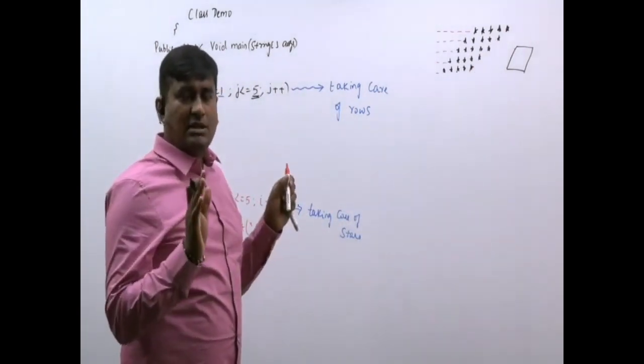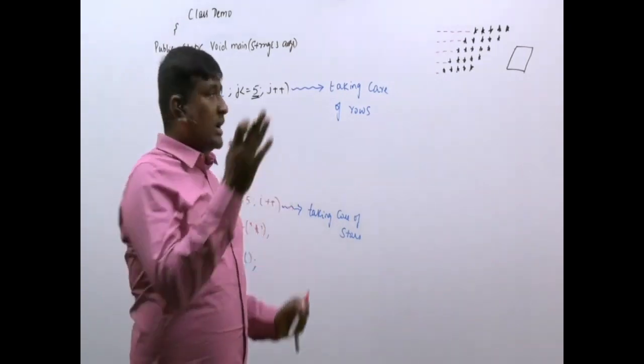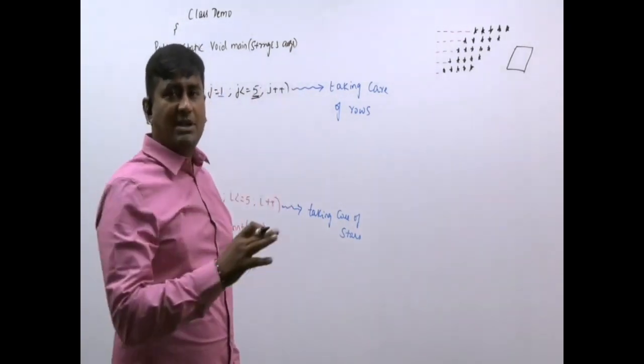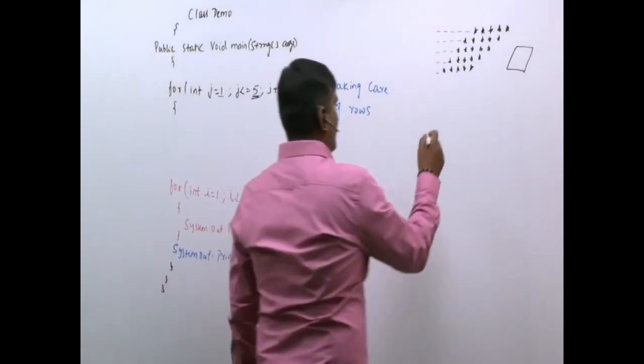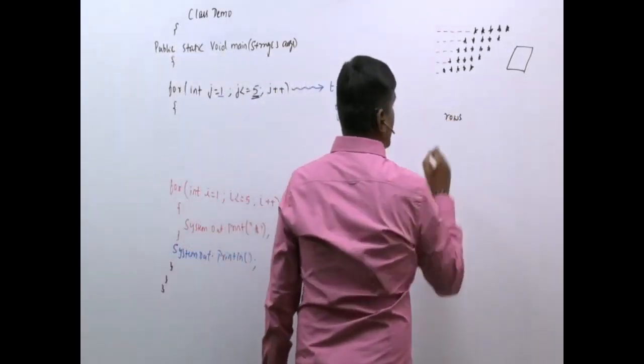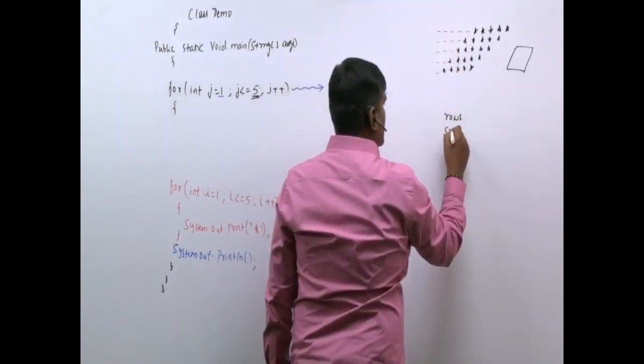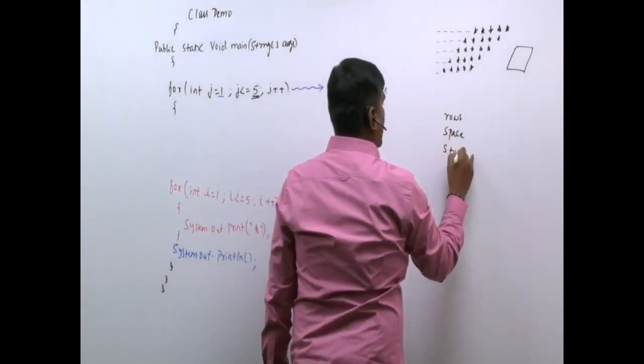First I told you how many for loops you want to use. Look at the diagram. The diagram will tell you always. Look at this diagram. What all information is there in the diagram? I have row information. And in a row, who are all there? In a row, space is there. In a row, stars also are there.